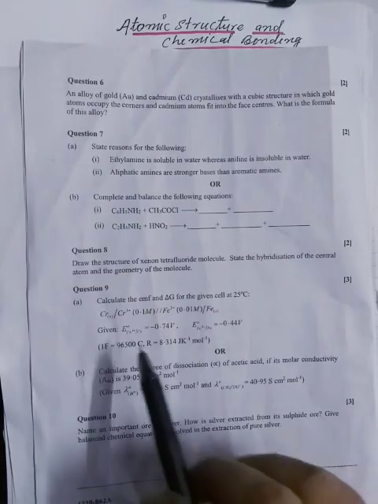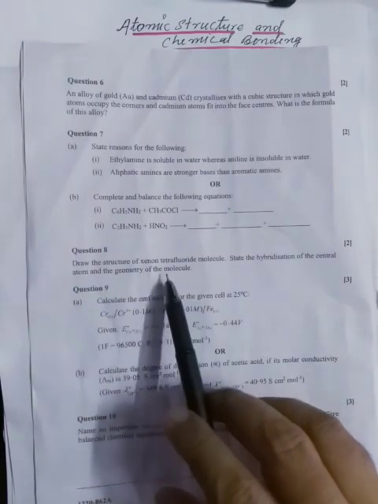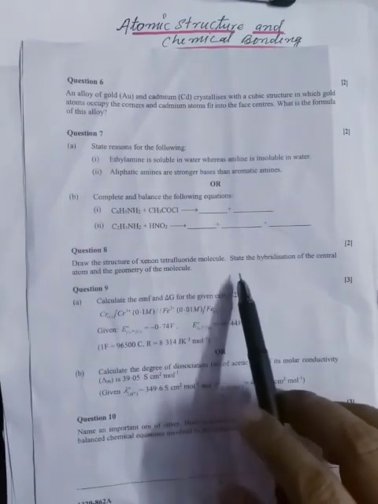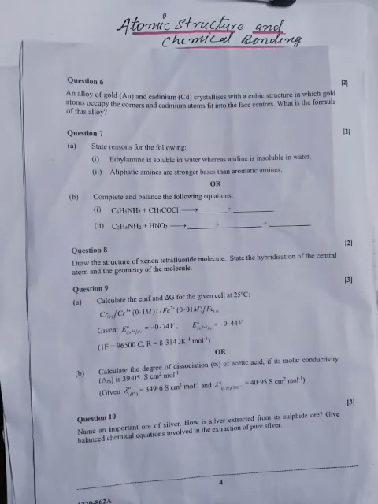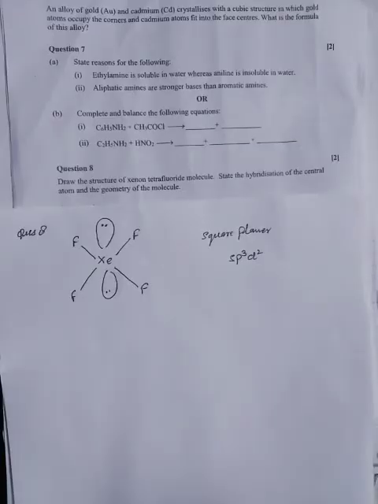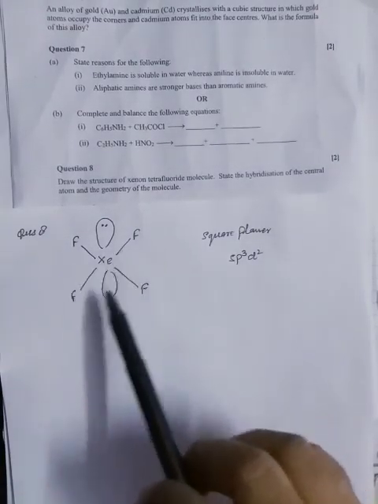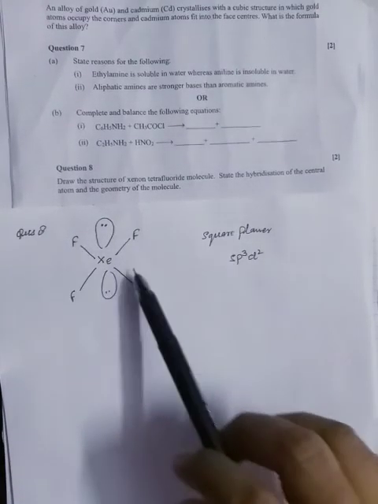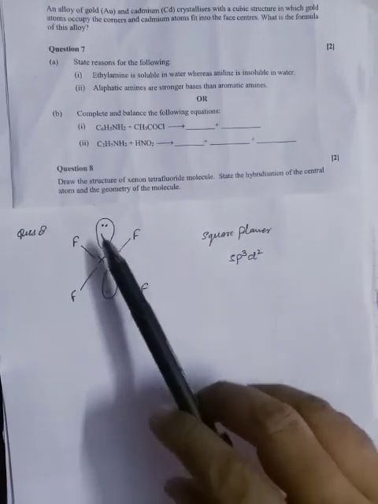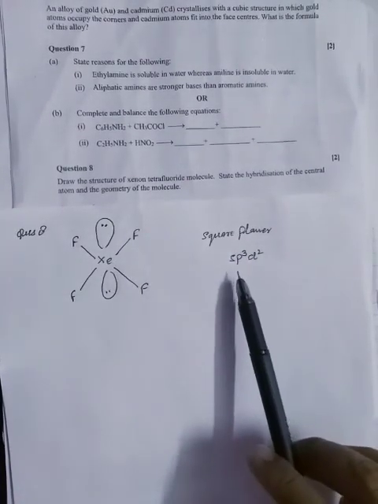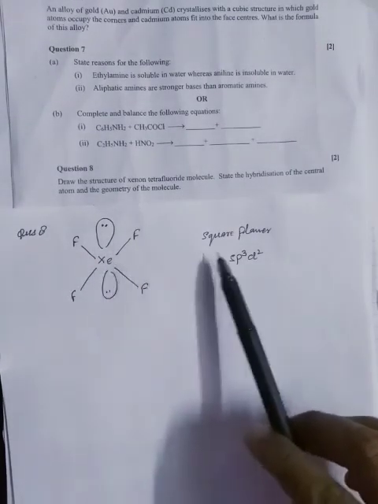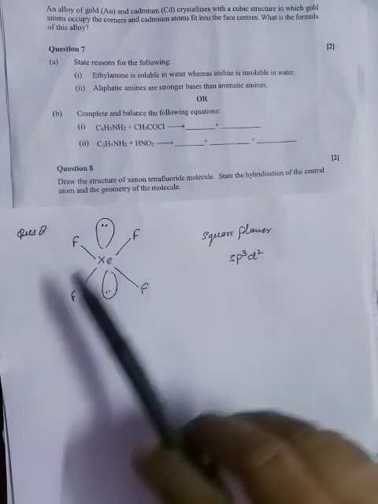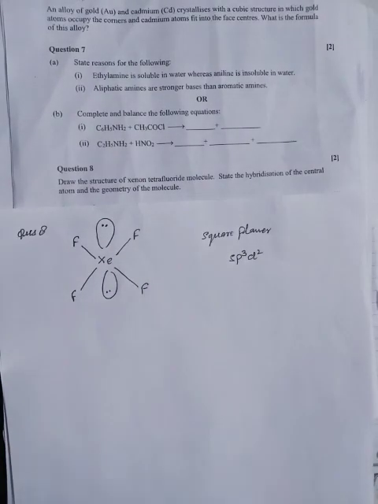Now the last question is what? Draw the structure of xenon tetrafluoride molecule, state the hybridization of the central atom and the geometry of the molecule. Now here xenon tetrafluoride has what structure? Square planar structure with two lone pairs and the hybridization will be sp3d2. But don't miss the lone pair here. Square planar, sp3d2, that you will get the marks, a 2 marks question. Now in the next video I will discuss 3 marks questions.